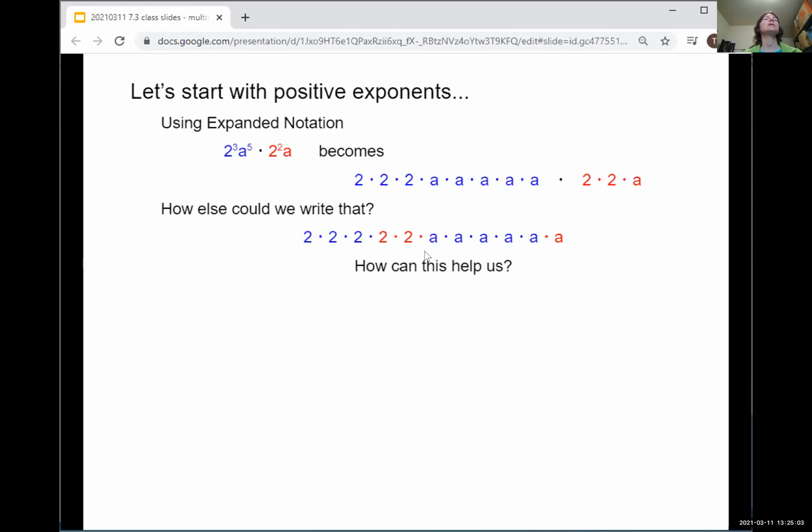And the question is, how is this going to help us? This is a lot of work rewriting stuff. Why are we bothering to do this? How is it helpful? And here's why.